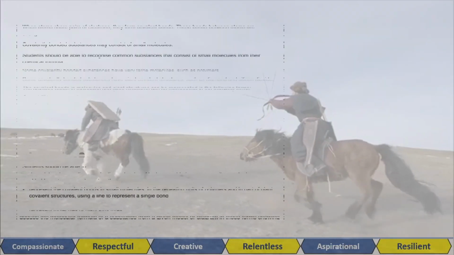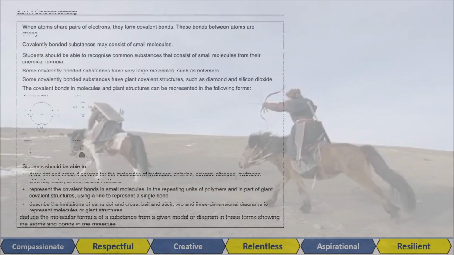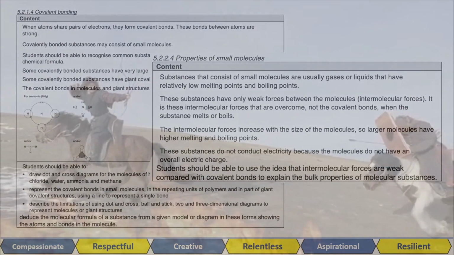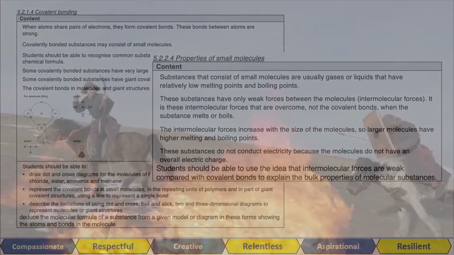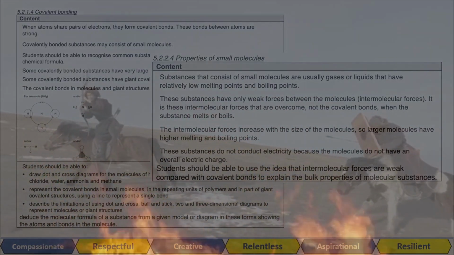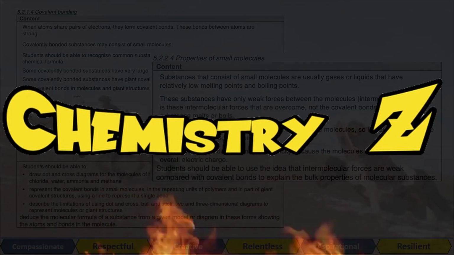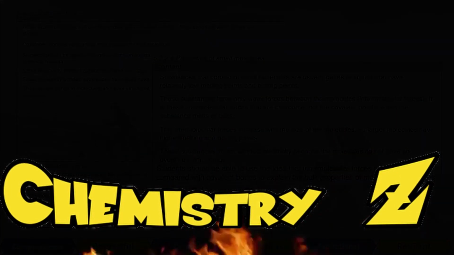And now, with ionic compounds defeated, their eyes are set on covalent bonds. Will they be able to slay covalent the way they slayed ionic? Find out in today's exciting episode of Chemistry Z.